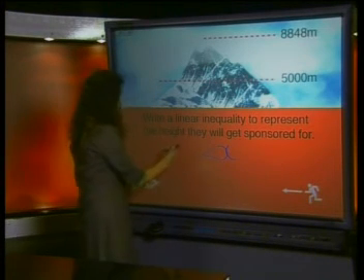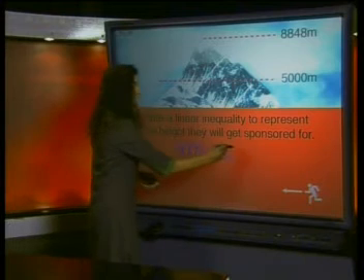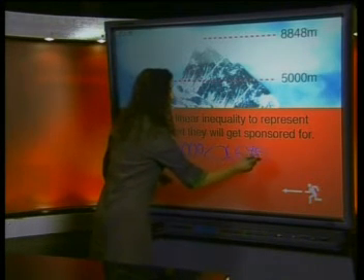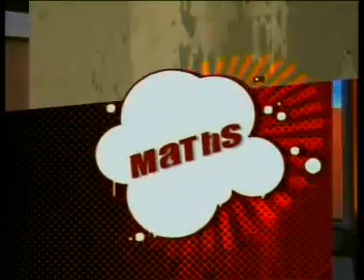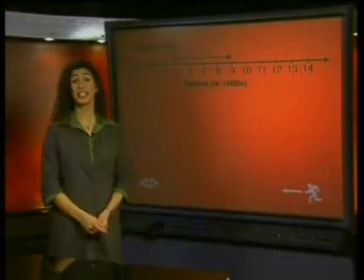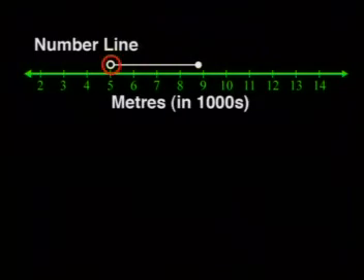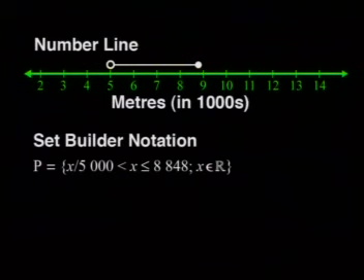x is greater than 5,000 and less than or equal to 8,848. We can represent this on a number line like this. The open dot on 5,000 tells us that we do not include 5,000. We have to go higher than 5,000 to be paid. We then have a solid line to show us that it's anything in between, and then we have a solid dot to tell us that we can go up to and including 8,848 meters. We can show this in set builder notation like this.